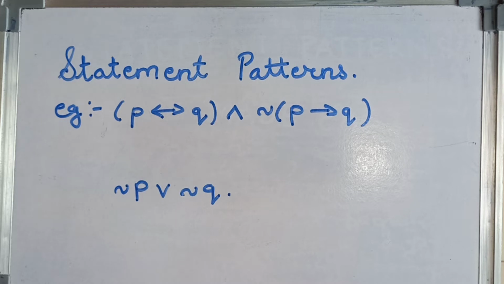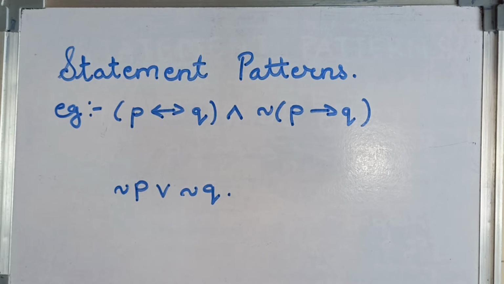Once we are acquainted with statement patterns, let us see how to construct a truth table for a given statement pattern. Truth table, as we have seen previously, is just the table which includes the combinations of truth values of the component statements, as well as the truth values of the compound statement that we have got.